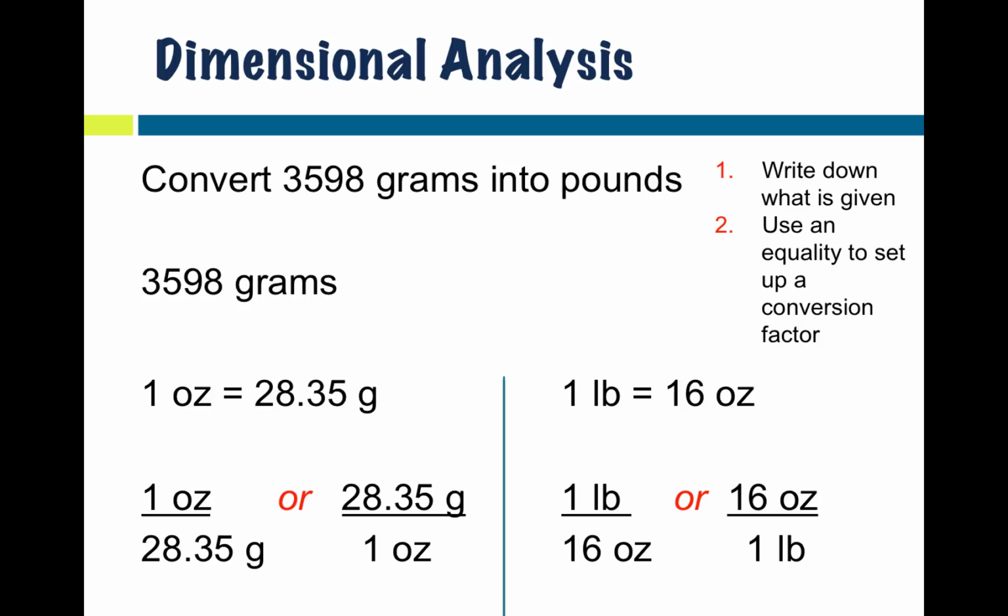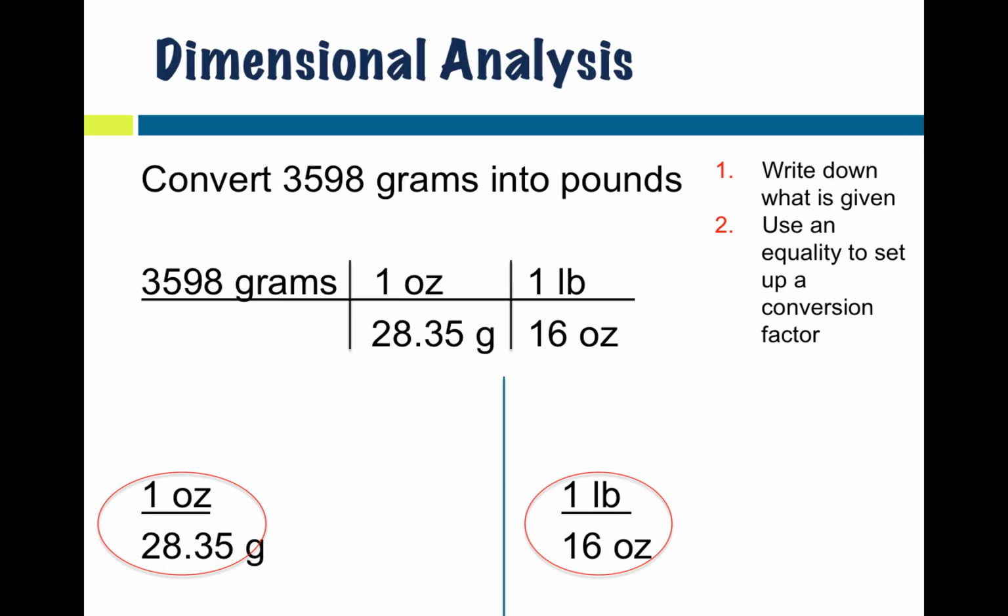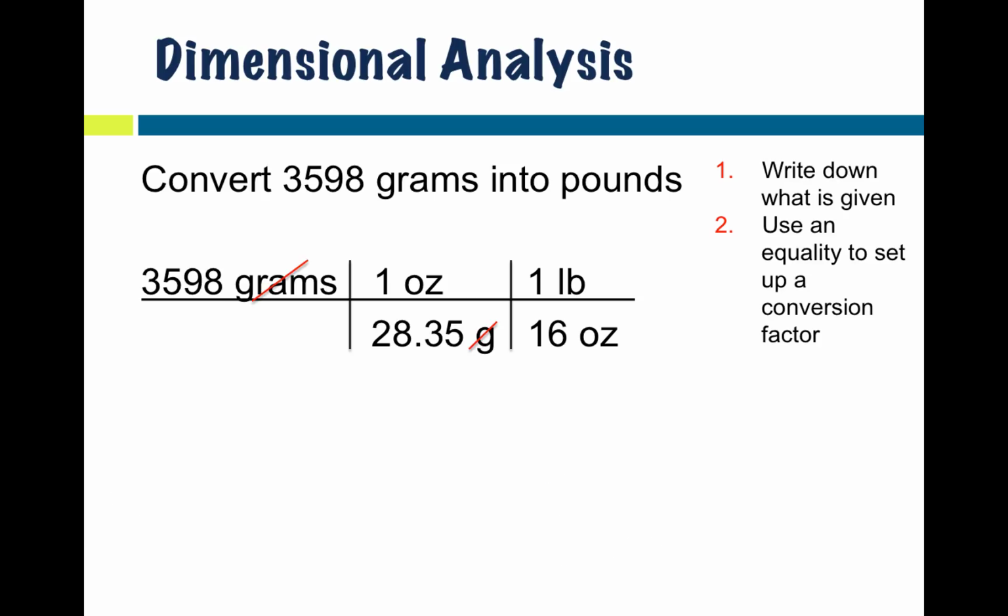We know that we need grams to cancel out right here, what's given. So we're going to choose the conversion factor that puts grams in the denominator. This will place ounces in the numerator. So for the next conversion factor, we're going to need to choose the conversion factor that cancels these ounces out. So we're going to use this equality because it's going to have ounces on the bottom. Setting these up in the equation looks like this. My grams cancel. My ounces cancel.